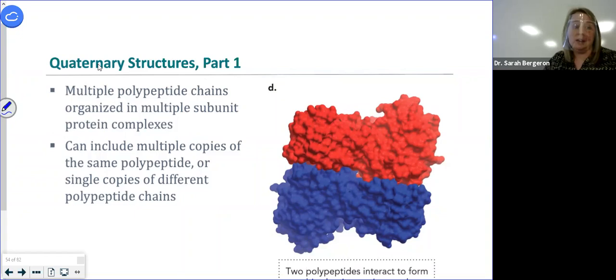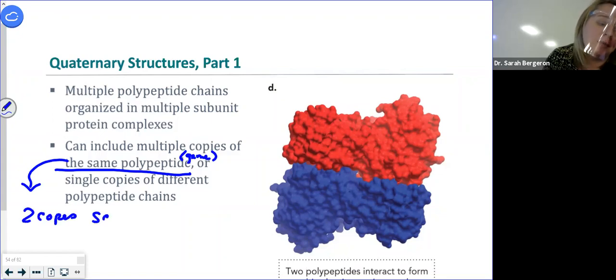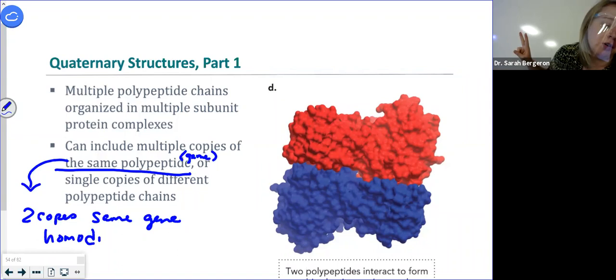And so you can have, remember we talked about this before, multiple peptides of exactly the same gene. What do we call that? Multiple copies of the same polypeptide. What do we call that? Right, it comes from the same gene. So let's say you have 2 copies of the same gene. What do we call that? A homodimer.